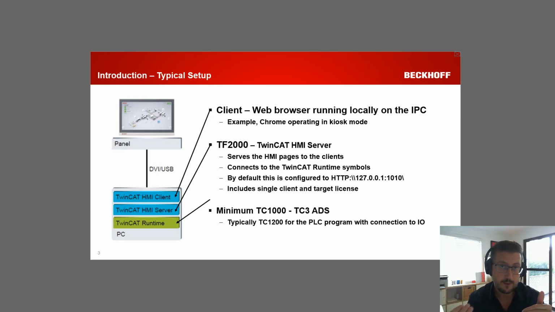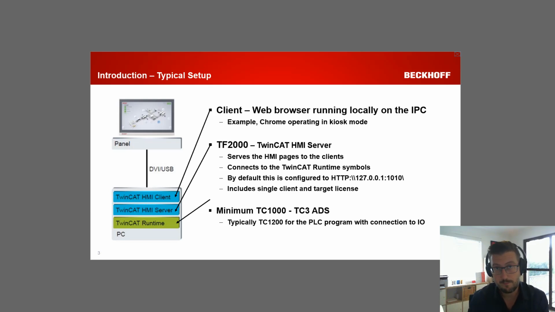So you'll look for TF2000 as a download, put it onto your IPC, and this will allow you to serve HMI pages that have been designed in the HMI editor. So it's almost, you can see it as almost like a little runtime for your HMI, but it's not. It's a web server, and we're actually serving out web pages. Now, that server can run, and most of the times it'll run on the same IPC as your TwinCAT.